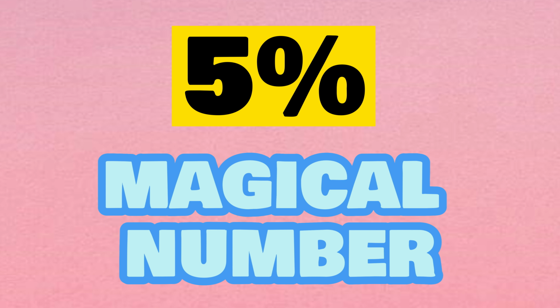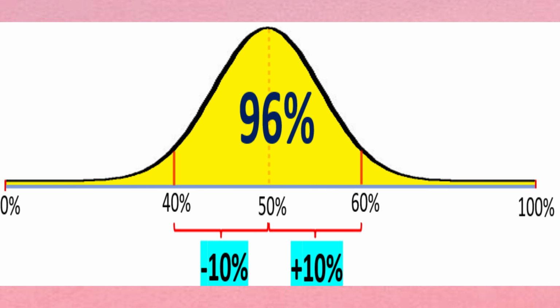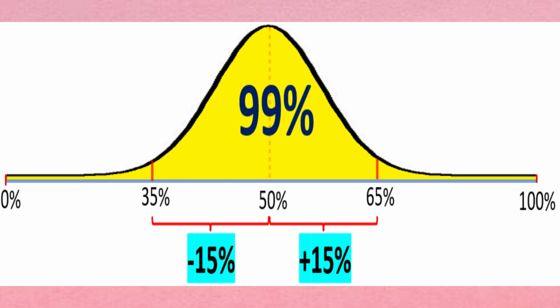This means that if we add and subtract 5% from the boys' claim 50%, we get an interval at 68% confidence level. If we add and subtract 2 times 5%, we get an interval at 96% confidence level. If we add and subtract 3 times 5%, we get an interval at 99% confidence level. That's it. We don't need a computer, that's all.